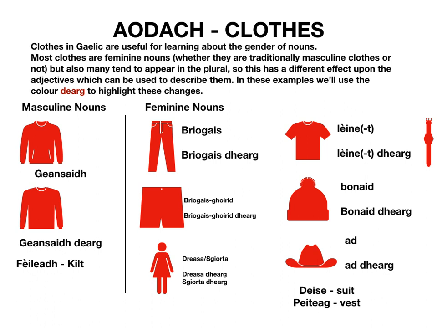So there we have gensi, but gensi gerac, a red jumper. Feilig, kilt, feilig gerac, a red kilt, is also another one. So there's not many masculine nouns in terms of clothes. Most of them are feminine nouns, and you'll see what they do. Brikish yerak. Brikish gharaj yerak. And the short there is already, short trousers, is already united, so you notice that it unites. Dressa yerak, skirte yerak.